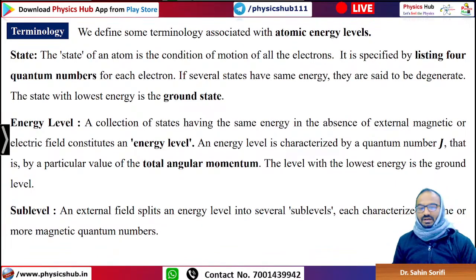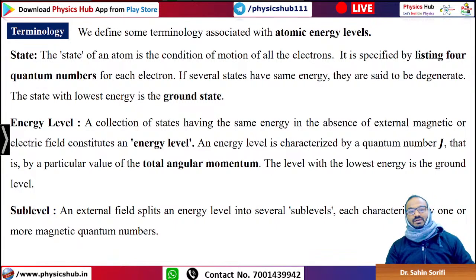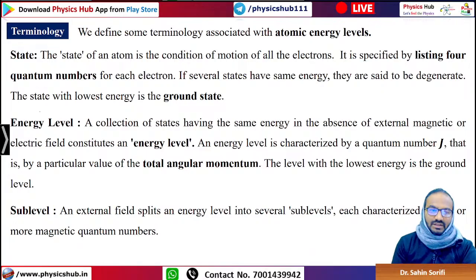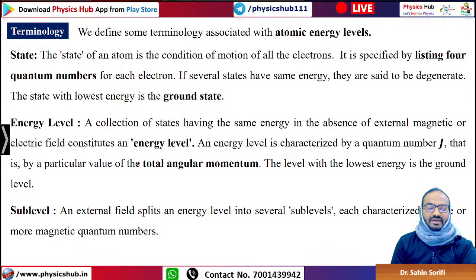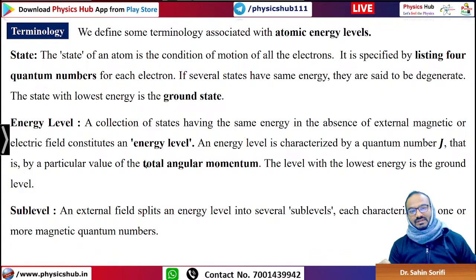So before we start, let us get introduced with some terminology which will be used in the upcoming discussions. These terminologies are very important for you to understand. We define some terminology associated with the atomic energy levels. First of all, what do you understand by state? State of an atom is the condition of motion of all electrons. Atom is consisted of electrons. So specifying state means specifying the condition of motion of all the electrons.